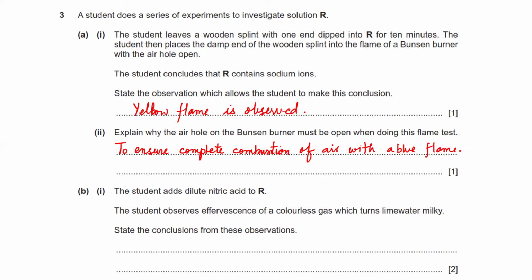Okay. Then part B, it says the student adds dilute nitric acid to R. The student observes effervescence of colorless gas, which turns lime water milky. State conclusions for these observations. So conclusion number one, the gas is carbon dioxide. The second conclusion is that the solution contains carbonate ions. So this is again, remember, 2 points. It means that the examiner is asking you for two observations. So these are your two observations.